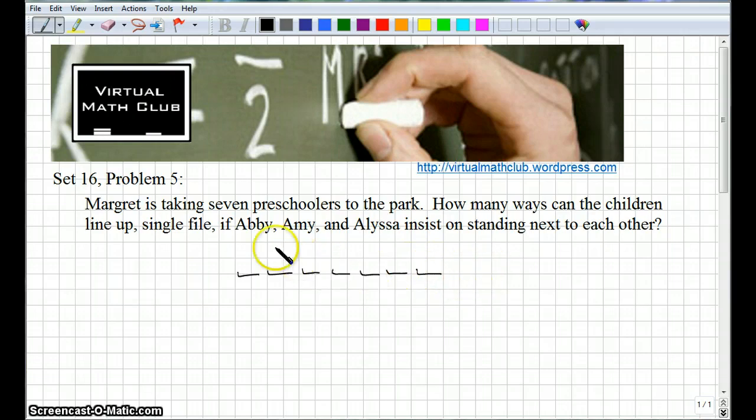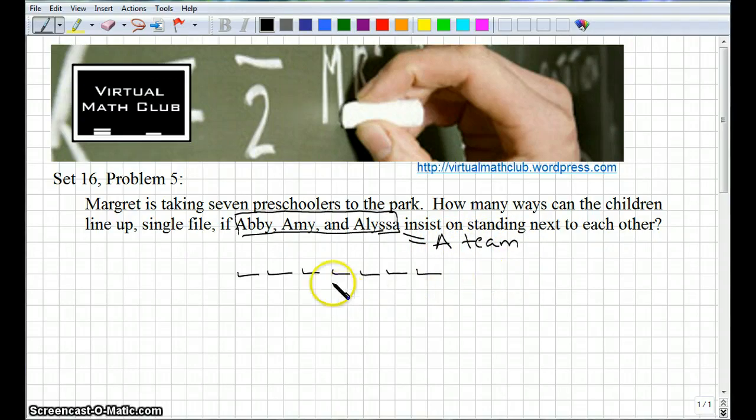But we have a restriction here. Abby, Amy, and Alyssa, they want to stand together no matter what. Okay? So, we have to treat this a little bit differently. And my hint to you would be to treat Abby, Amy, and Alyssa as one person, at least initially. Okay, so Abby, Amy, and Alyssa, we could call them the A team, all right?